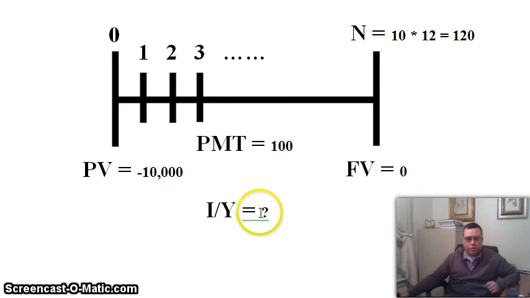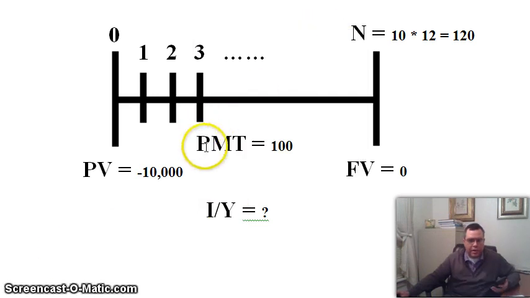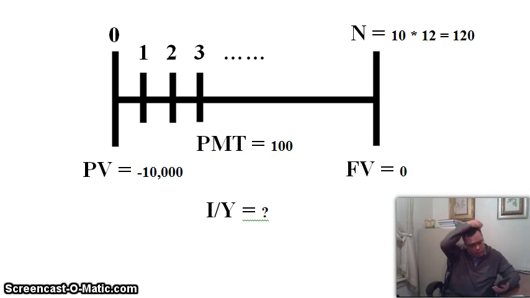The interest rate is what we're solving for, but in this case we're in months, so the interest rate is going to be monthly. We're going to need to multiply it by 12 after we solve for it. Let's plug all this into our calculator. Sorry about that. Hit the wrong button there. When I plug all that in, I get 3.74%.